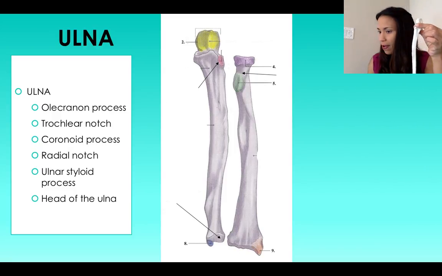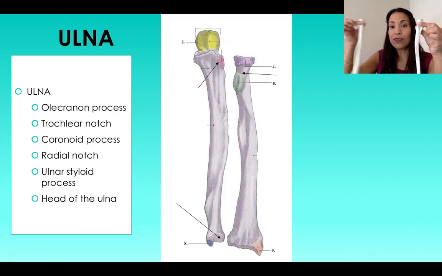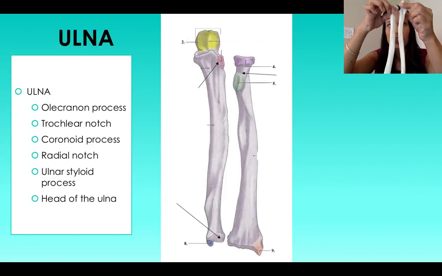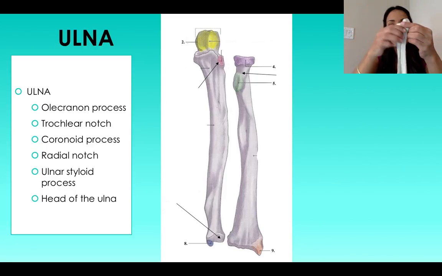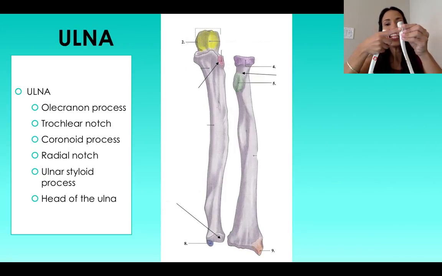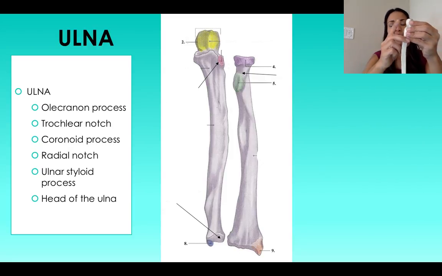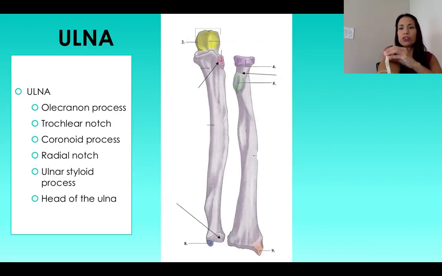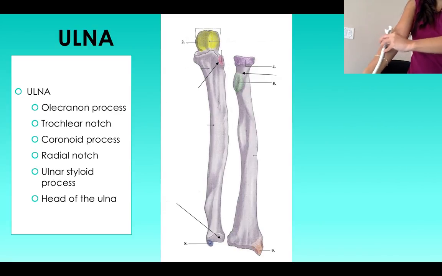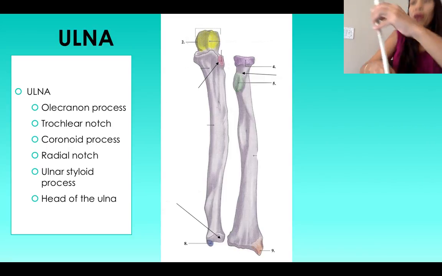It's called the radial notch because it receives the radius. So if it receives the radius to form a joint, and we know the radius is lateral, the side where the notch is, is lateral. So if we know that this is lateral and this is superior, this is a right ulna, like that or like that, okay?